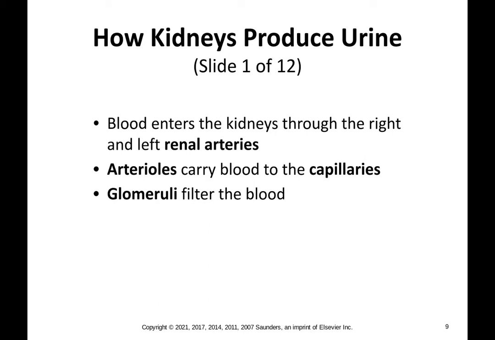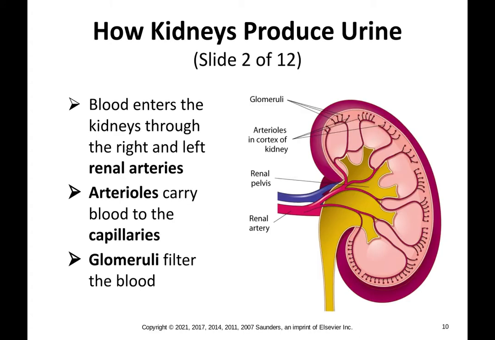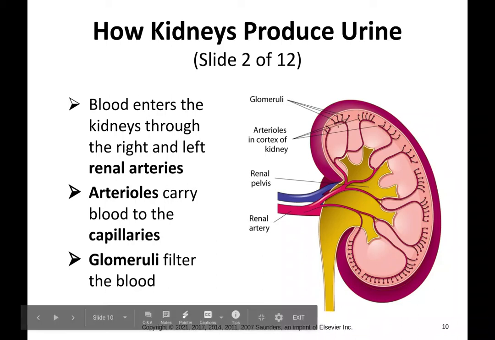So how do kidneys produce urine? Blood enters the kidneys through the right and left renal arteries, and then the arterioles carry blood to the capillaries, and the glomeruli filter the blood. As the blood enters the kidneys through the right and left renal arteries, here's a renal artery, and then a renal vein. The arterioles carry blood to the capillaries, and on the end of there is the glomeruli, which filters the blood.